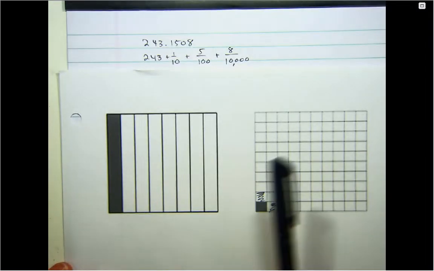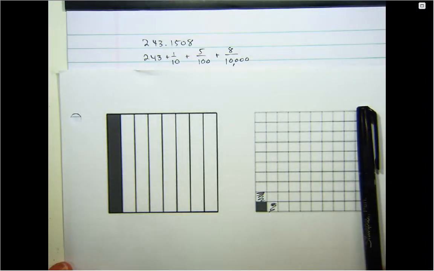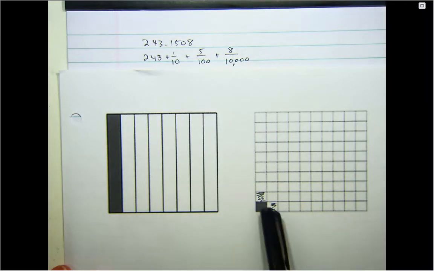1/10 would be 10 of these little boxes covered up. 10 100ths is the same as 1/10. And then you would have 5 of these little tiny boxes. And then you'd have 8 boxes which were really, really tiny.